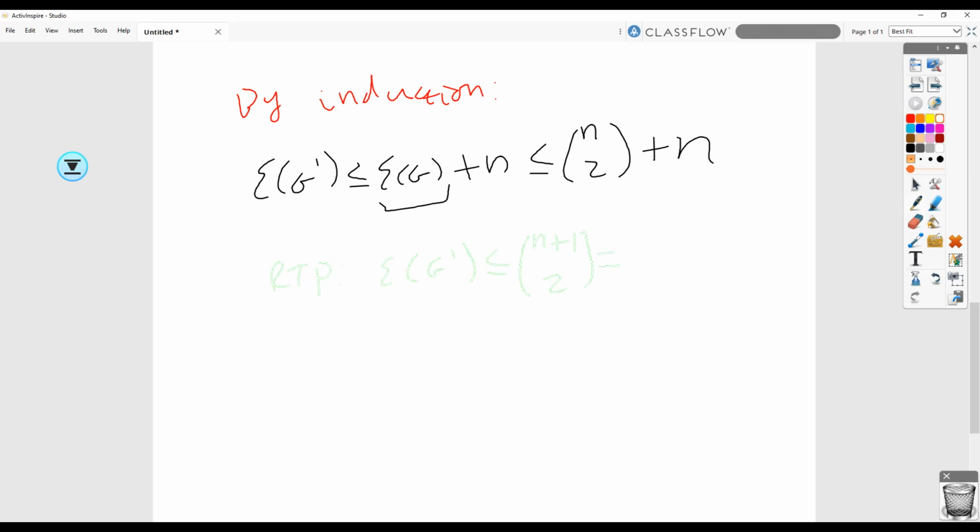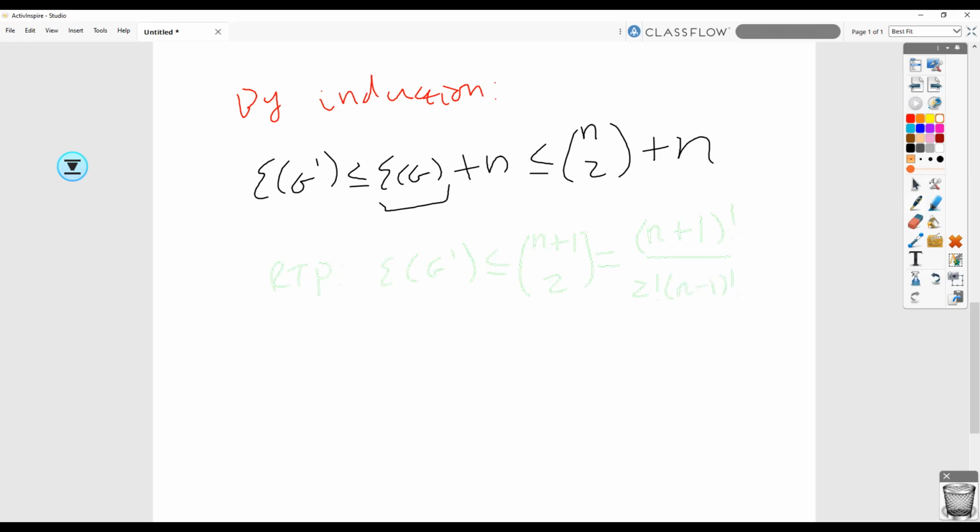Well, n plus 1 choose 2 is actually a really interesting little result, because if I work it out, it's going to be n plus 1 factorial over 2 factorial times n plus 1 minus 2 factorial, which is just n minus 1 factorial.